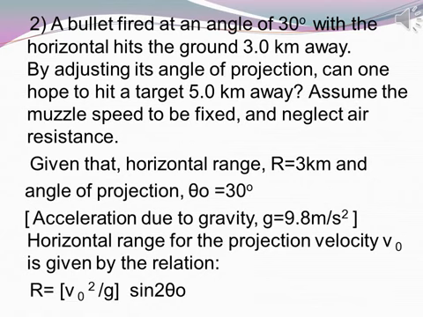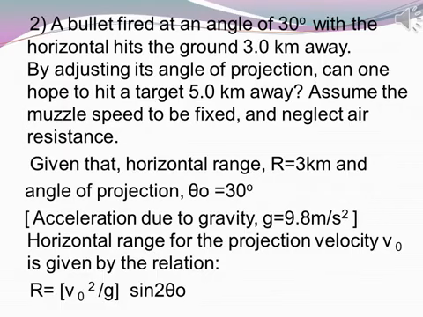Second question is, a bullet fired at an angle of 30 degree with the horizontal hits the ground 3 km away. By adjusting its angle of projection, can one hope to hit a target 5 km away? Assume the muzzle speed to be fixed and neglect air resistance.